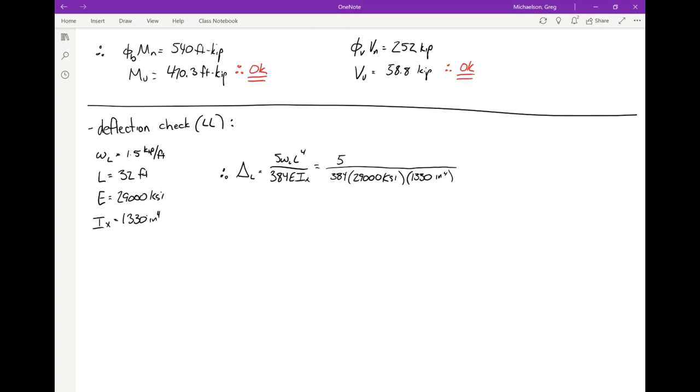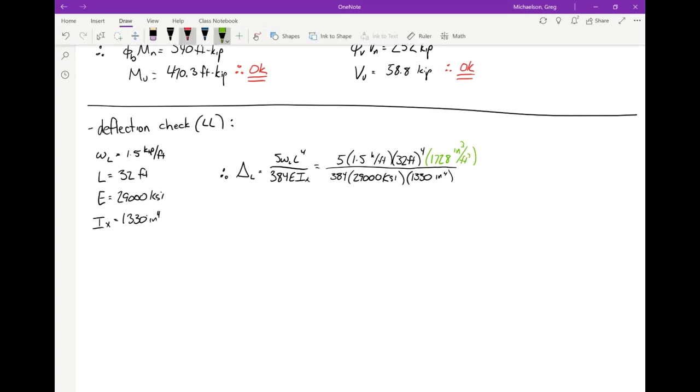And then 5 times 1.5 kip per foot times 32 feet. Don't forget to raise that to the 4th. And then remember, when you use conventional units, you got to throw in that conversion factor of 1728 to get that answer in inches.